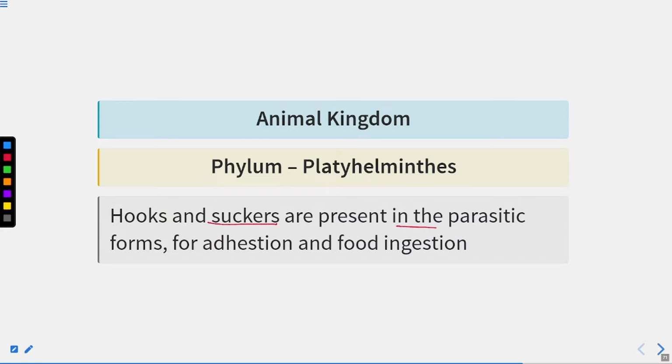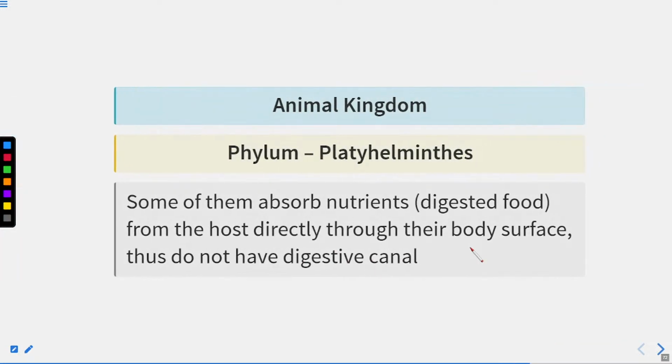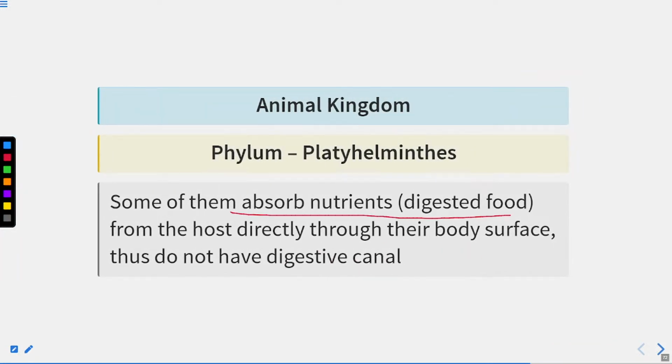Hooks and suckers are present in the parasitic forms. So they have hooks to get attached to the surface, and they have suckers like this. These are hooks and these are the suckers. They are parasitic forms and they get adhesion and food ingestion. Some of them absorb nutrients, digested food.